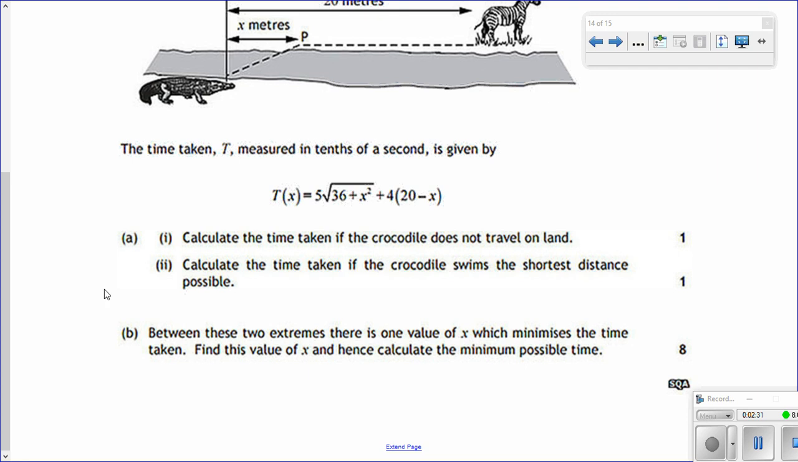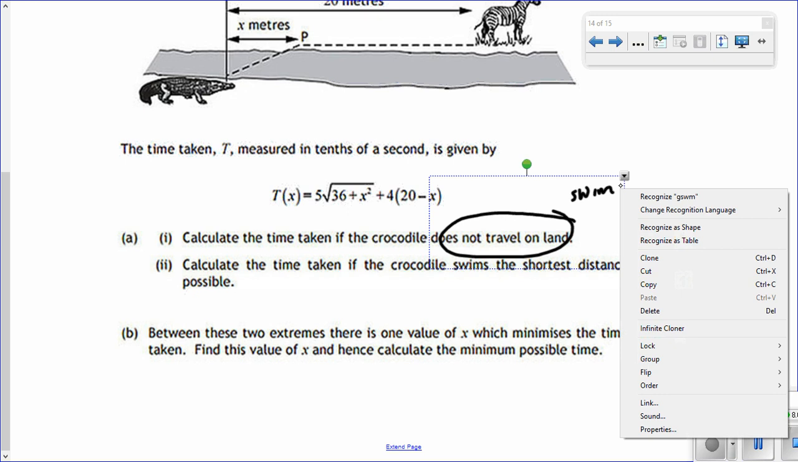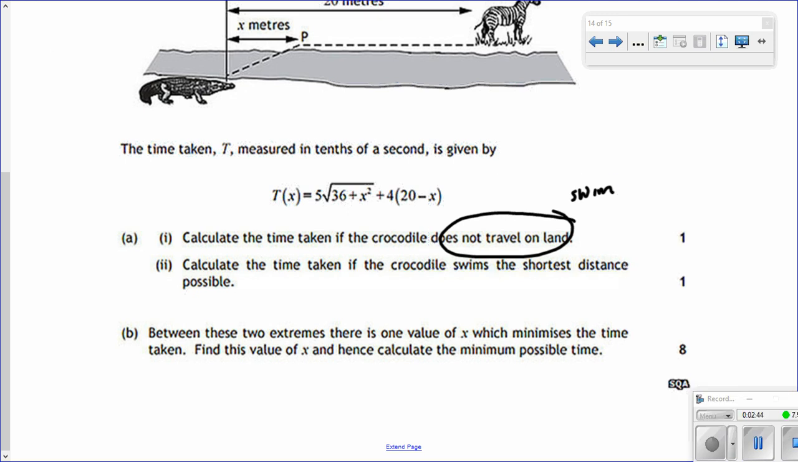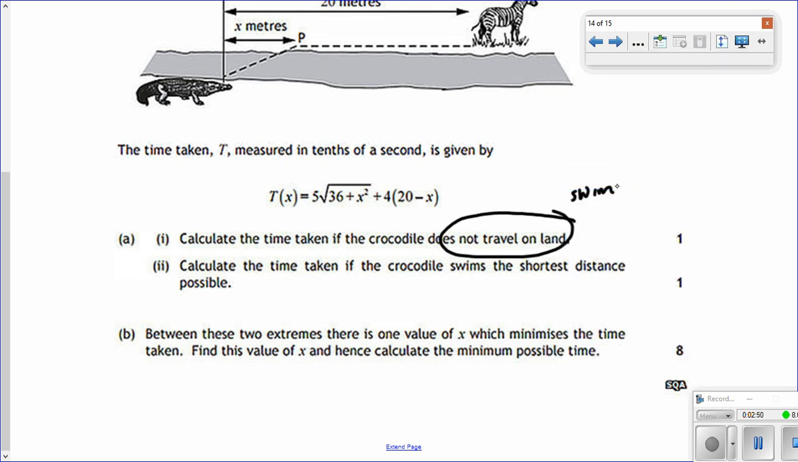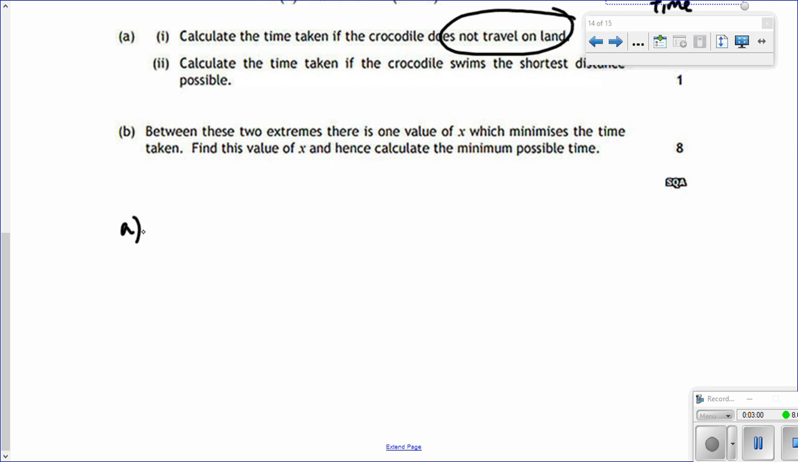So A, part 1, let's do this. Calculate the time taken if the crocodile does not travel on land. If it does not travel on land, it means it swims the entire time, and I think that means X is 20. So I want to evaluate my function at X equals 20.